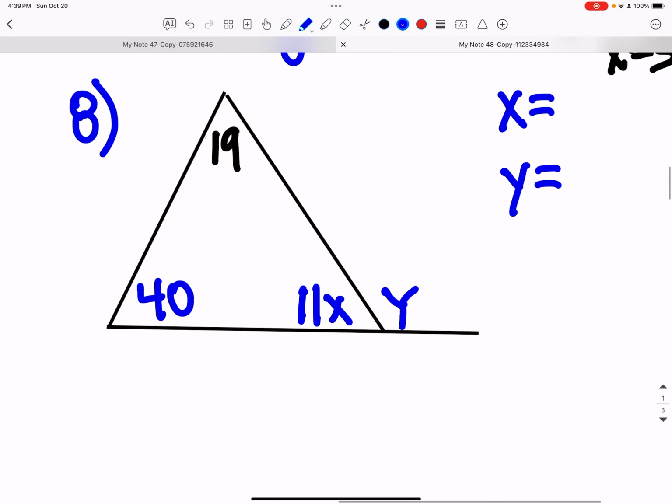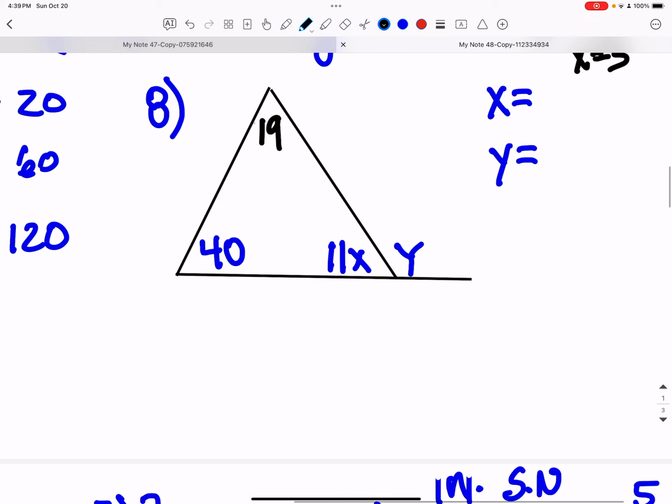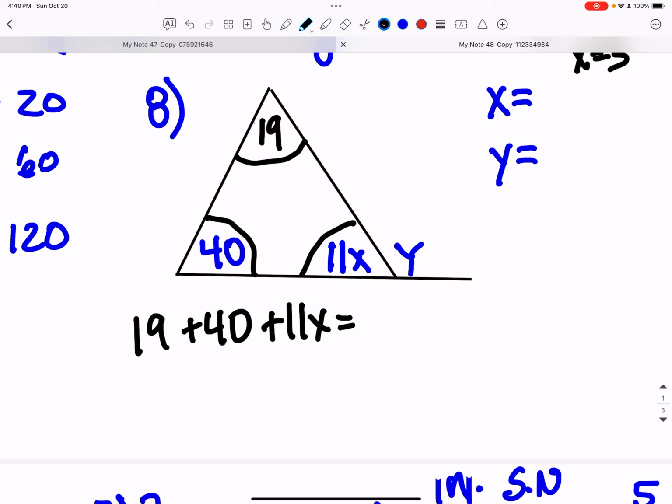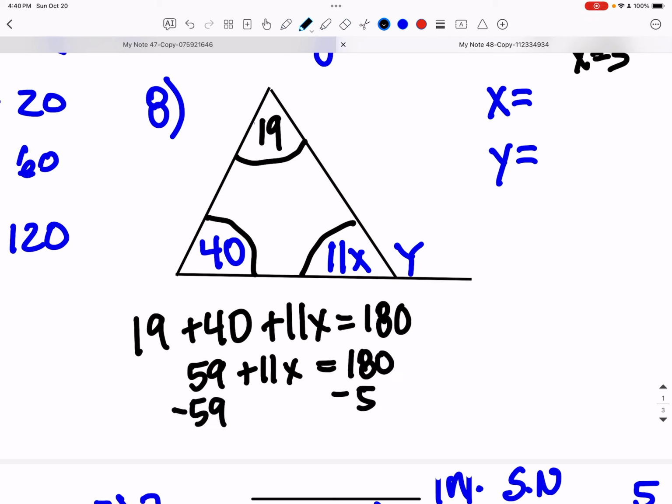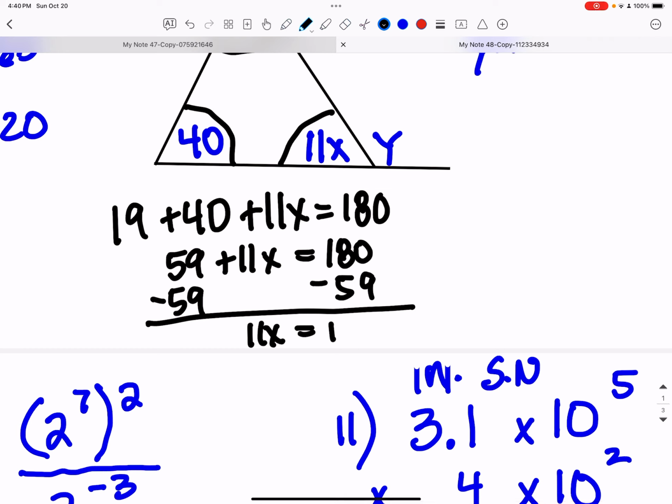Over here, you need to know that there's 180 degrees in a triangle. So if I add up this 19 plus this 40 plus these 11 x's, I know that should be 180. So let's see. 59 plus 11x equals 180. All right, minus 59. Minus 59. 11x equals 121. Divide by 11. And x equals 11.